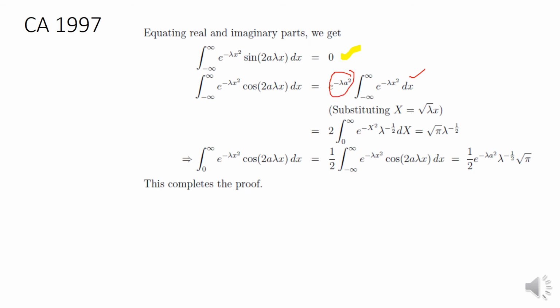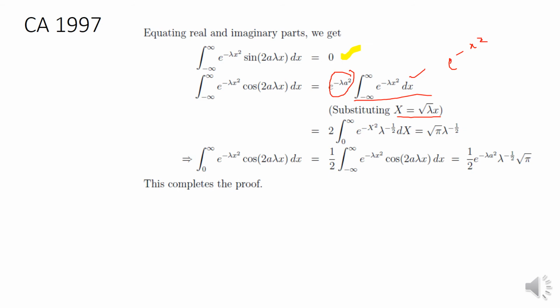Now here we see it is minus infinity to infinity. This term we will consider later on. Just focus on this: minus infinity to infinity e to the power minus lambda x square dx. So if we multiply it by 2, it becomes 0 to infinity. And we have kept capital X is equal to under root lambda x. Basically this is of the form e to the power minus x square dx.